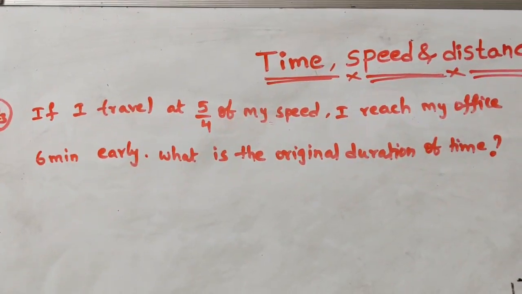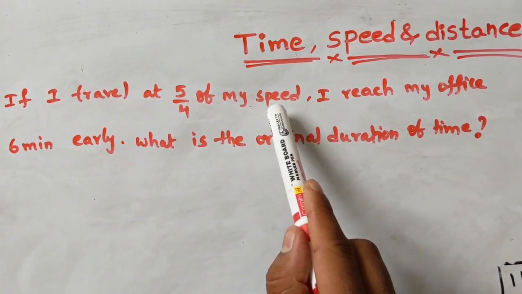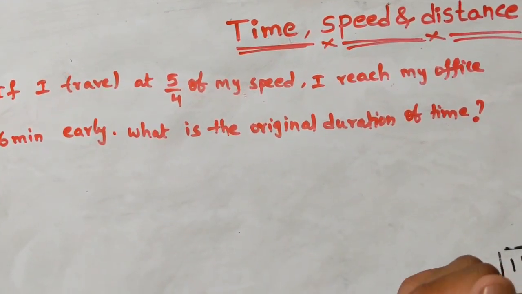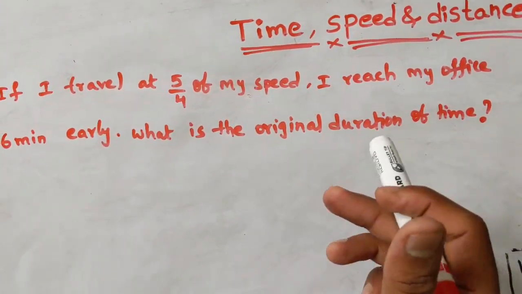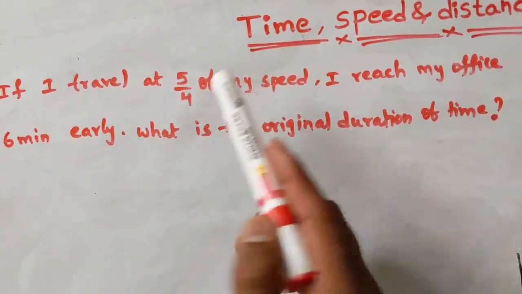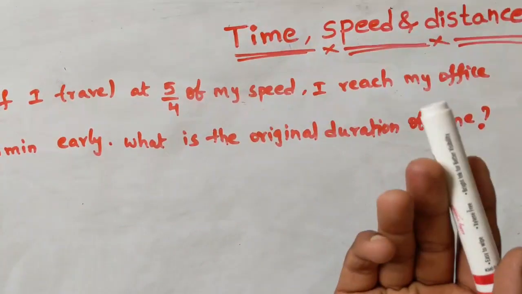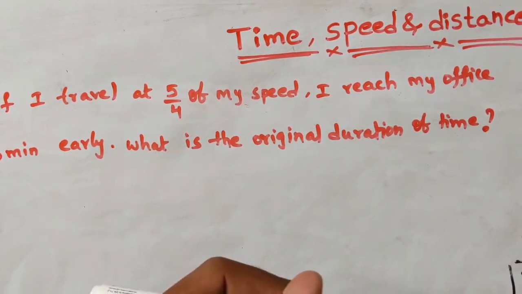Next question: if I travel at 5/4 of my speed, I reach the office 6 minutes early. What is the original duration of time? Usually I am traveling daily with some speed, but today I am traveling with 5/4 of my speed. Then what is the original time? Usually, in how much time am I going to reach the office? That is the question.